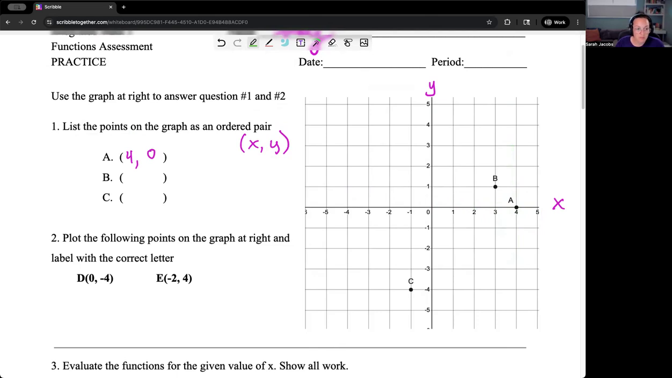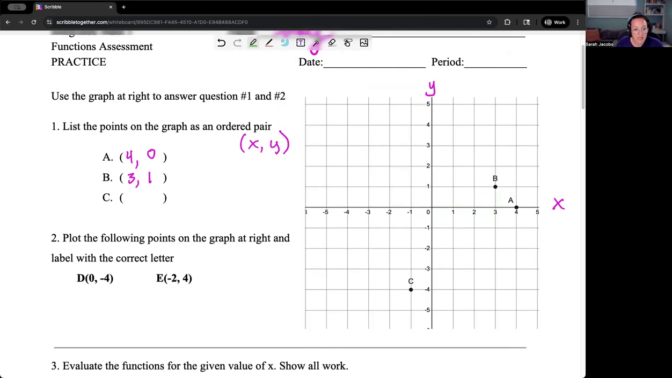Now we're going to do it again. For point B, I always start at the origin. And point B is 3 units to the right and 1 unit up. So the x component here, the side to side, is 3 to the right, so that's positive. And then from the axis, I had to go up by 1. So that's our y value.